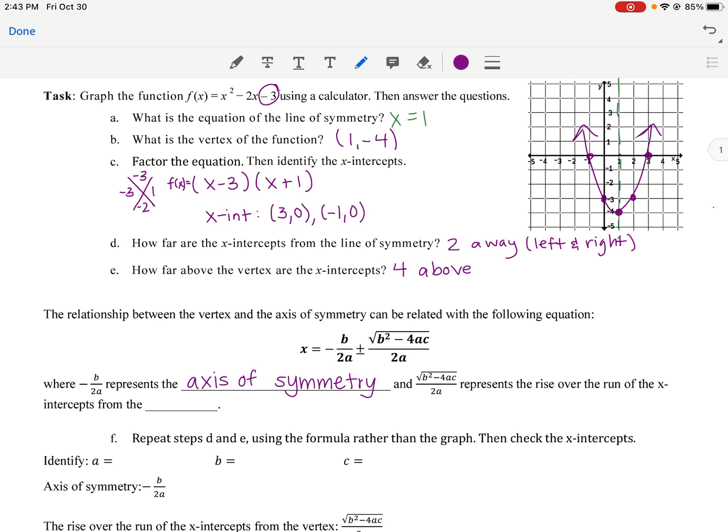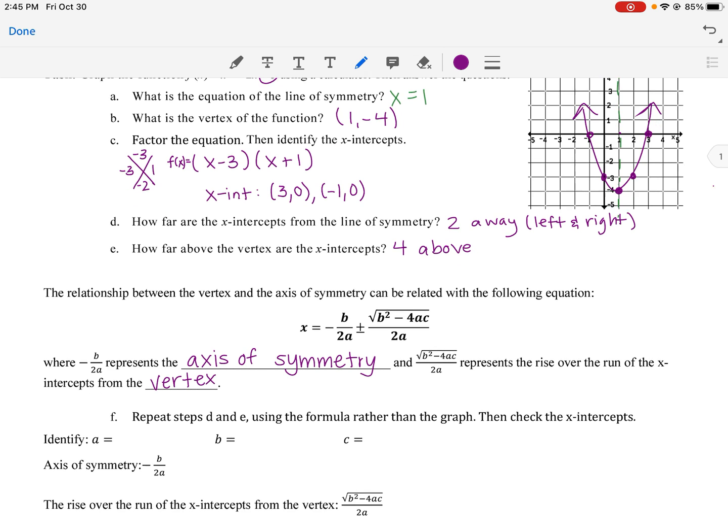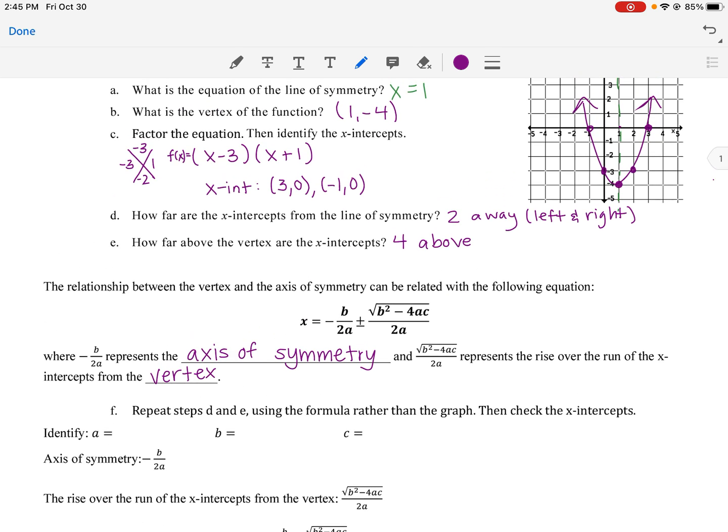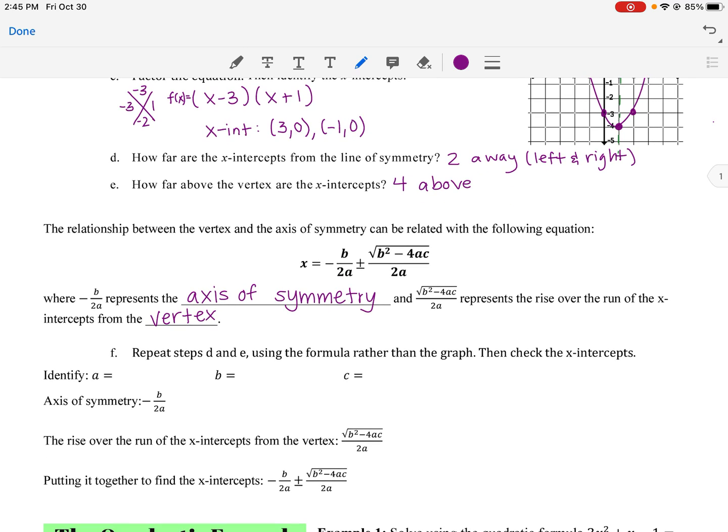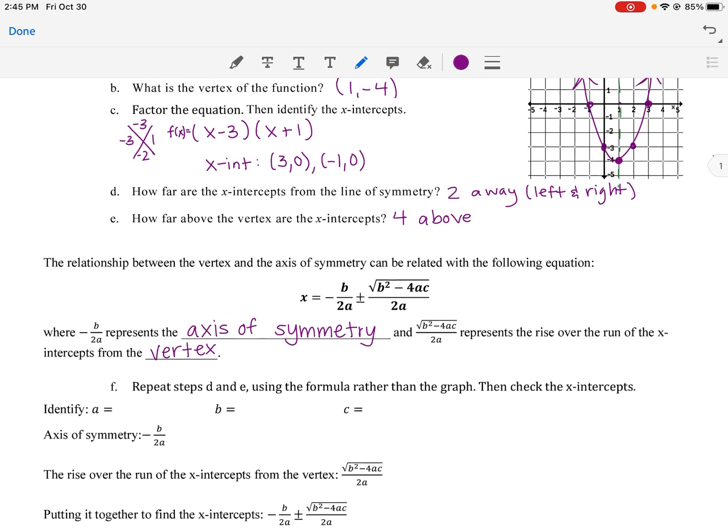And the square root of b squared minus 4ac represents the rise over the run of the x-intercepts from the vertex. So that's what we were doing in part D and E. So let's actually show you how these numbers are related to what we just found. Repeat steps D through E using the formula rather than the graph.